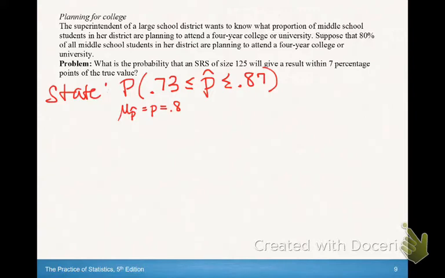Because the school district is large, we can assume that there are more than 10 times 125. So this is the 10% rule. 10 times our sample size of 125 is 1250. Since it was a large school, we can assume that this is satisfied.